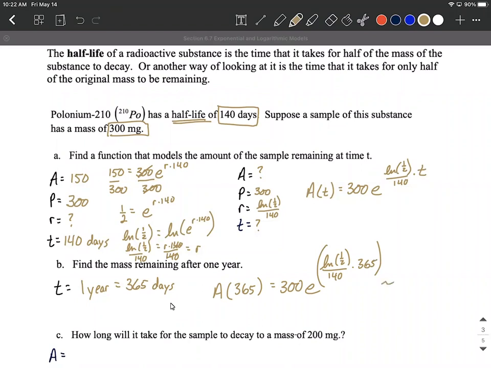So I got this, as I put it all into my calculator, to be 49.237. And I guess maybe I should point out with my units, that was 300 milligrams initially. So this would be milligrams, what remains.